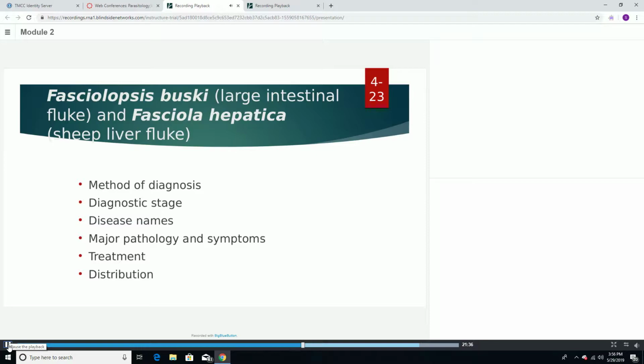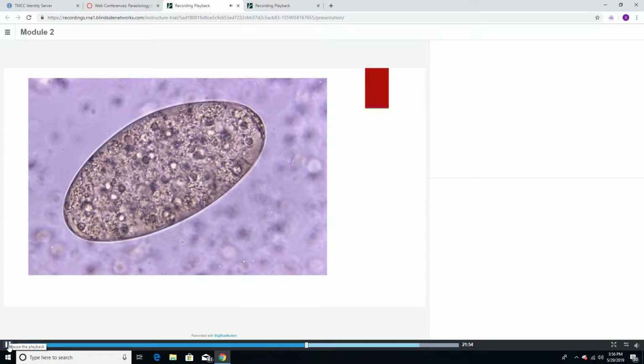Fasciolopsis buski is most prevalent in China, Vietnam, Thailand, Indonesia, Malaysia, and the Indian subcontinent. Fasciola hepatica has cosmopolitan distribution in sheep raising and cattle raising countries, but it is uncommon in the United States. Here's just a picture of the egg. We see again we have a little operculum at the end of the egg and an undeveloped miracidium inside here. So it's important to be able to recognize the symptoms, travel history, and recovery of the adults.